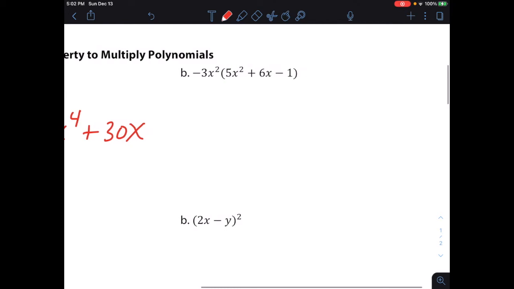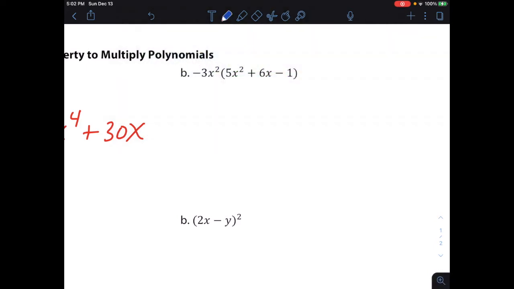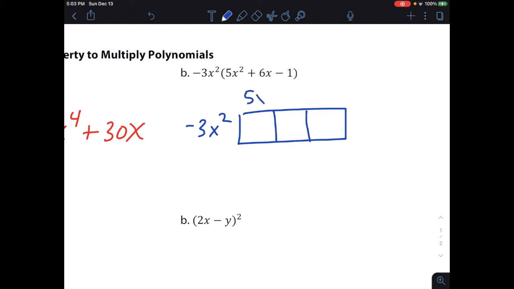All right, and now we have a monomial times a polynomial with 3 terms, and the only difference with a polynomial with 3 terms, if we're going to use the box method, is we need 3 boxes. So we have negative 3x squared. And so then we have more boxes. So we have 5x squared, 6x. And now notice how I didn't write the plus 6x because it's positive. I'm just going to write it as a positive 6x.